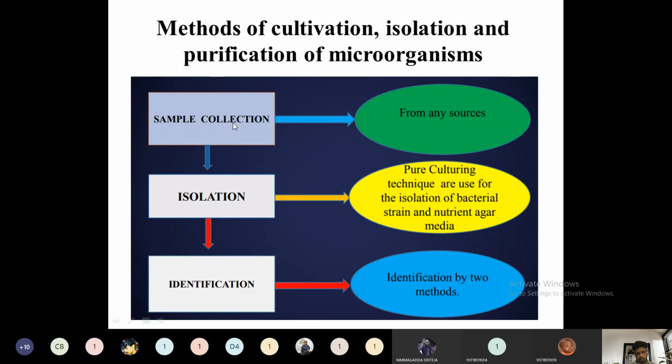After choosing the source, we have to collect a sample. Collection of a sample is nothing but microorganism collection. That sample needs to be given to the media. Media is nothing but the food for the microorganisms. Whenever we provide bacteria to that food, the bacteria will multiply or grow in that medium. After growing or multiplying, we have to identify.